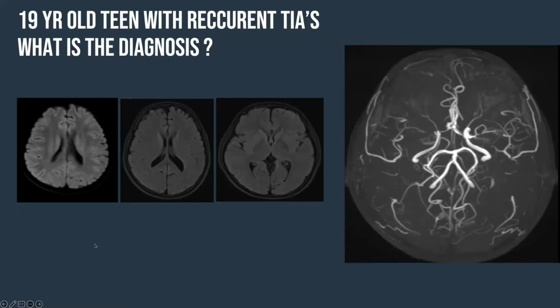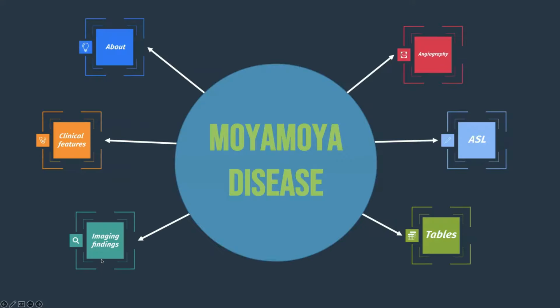Hi, hello, welcome back. A 19-year-old teen presented with recurrent TIAs. What is your diagnosis? This is the diffusion weighted imaging, the FLAIR image, and this is the angiogram. Yes, this is an interesting case of Moya Moya disease.